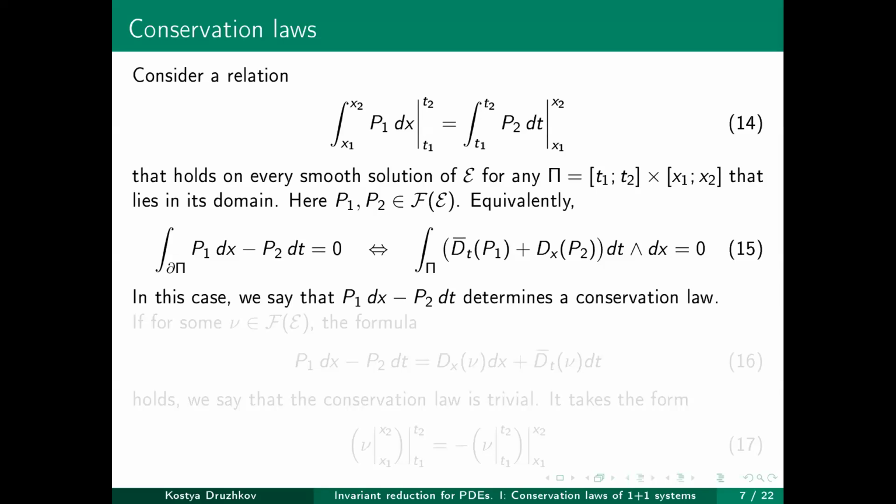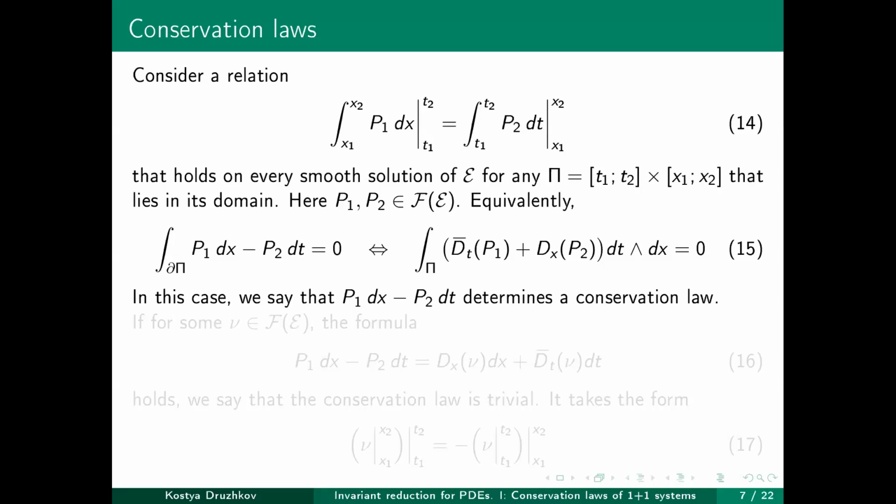So let's discuss conservation laws of the original system. Consider a relation having form 14. On the left-hand side, we have some, let's say, physical quantity having density P1, and we consider the total quantity on some segment x1, x2, and we consider how it changes over time. We compare its values at two different time moments, T1 and T2. And we have a conservation law if we have the following relation.